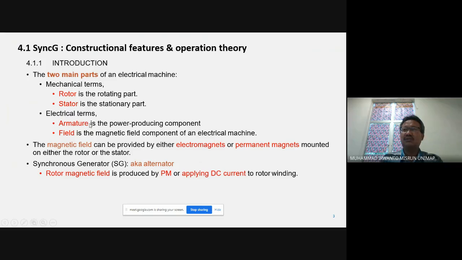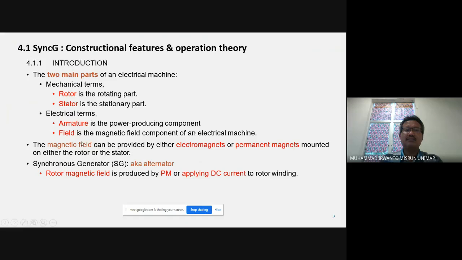Because in the synchronous generator, the winding in the rotor is connected to the DC source, the magnetic field will be generated in the rotor, which we call the rotating magnetic field. The magnetic field can be provided by either an electromagnet or permanent magnets mounted on either the rotor or stator.